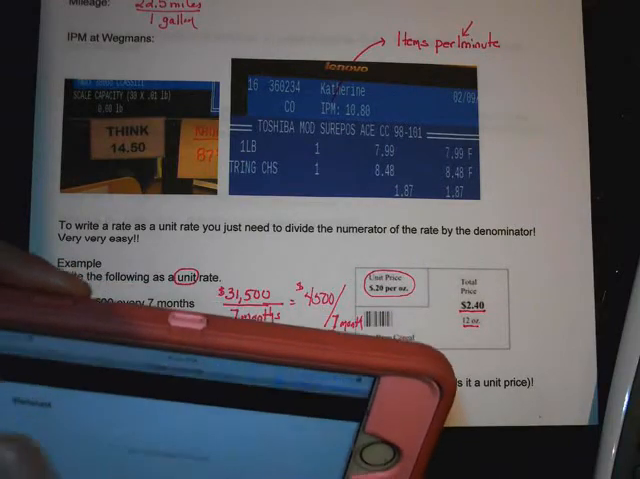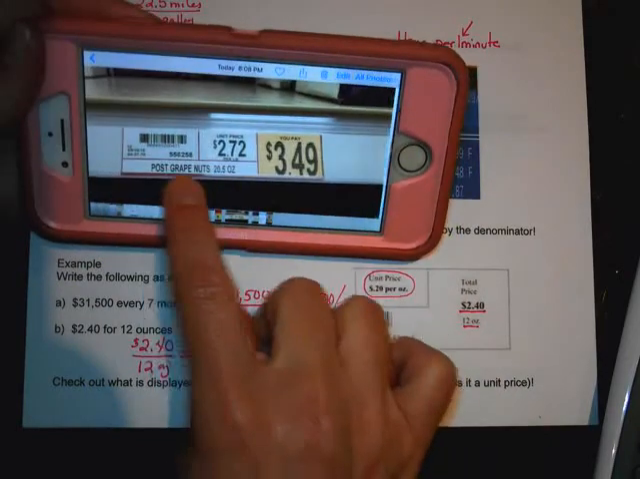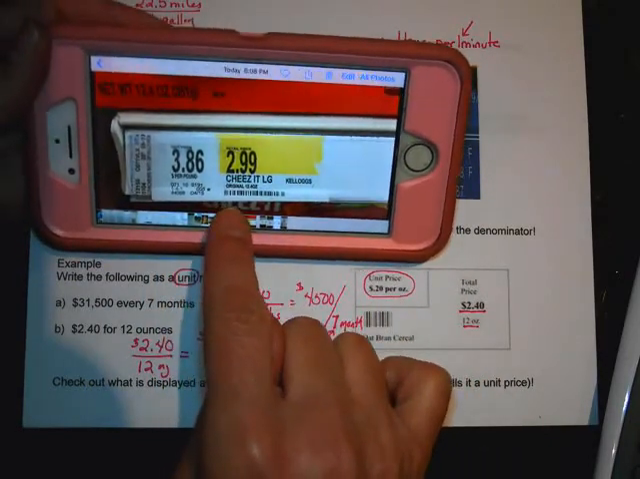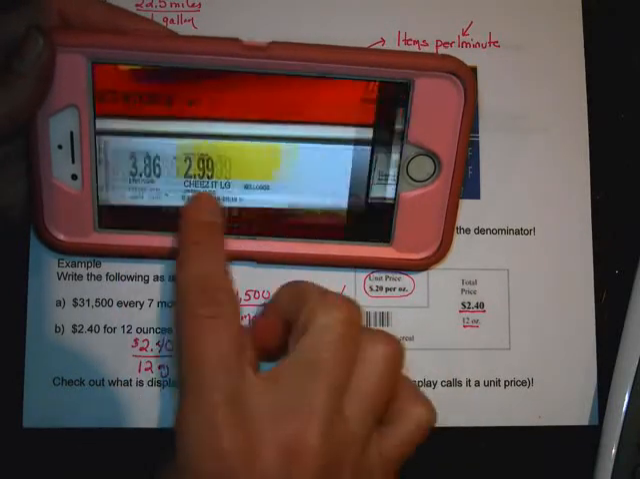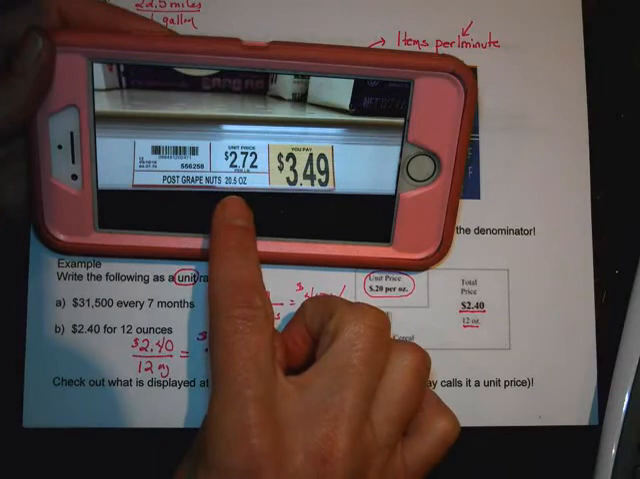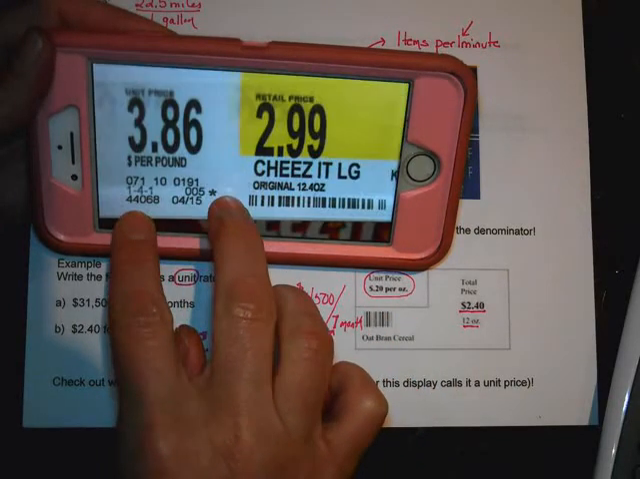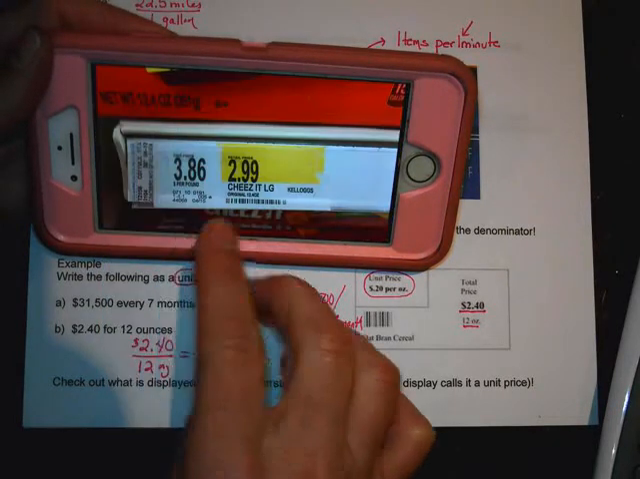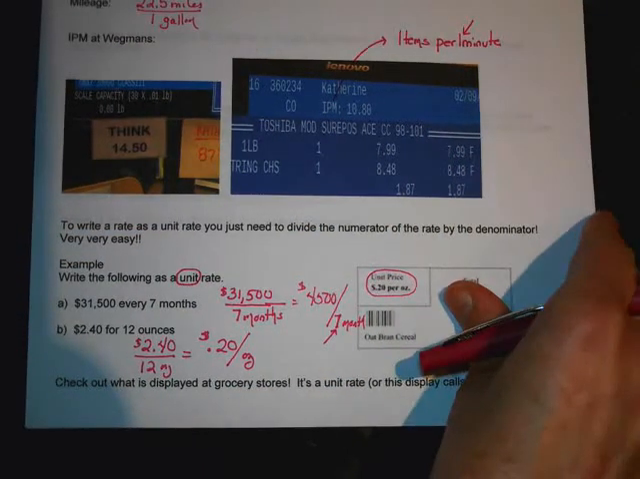I gotta go back. It was for Cheez-Its. Yep, you can see, I think this was at Target. I just wanted to show you. Same thing, unit price. The tags look a little different, but it's got to be on there by law. It has to be on the item that you're purchasing, the unit price for major grocery stores. Okay? All right.